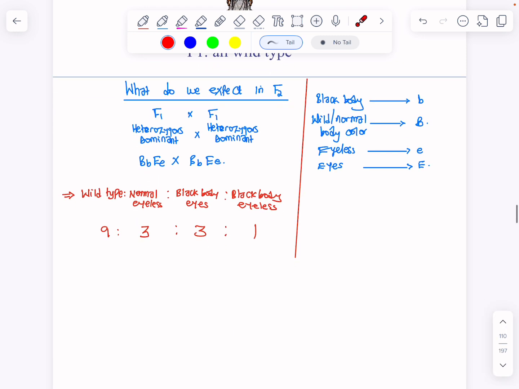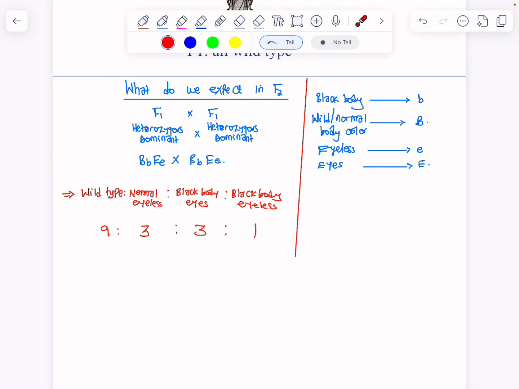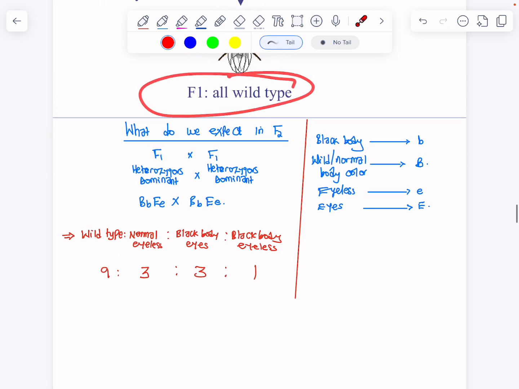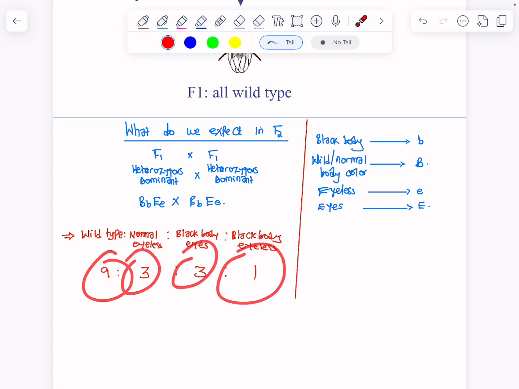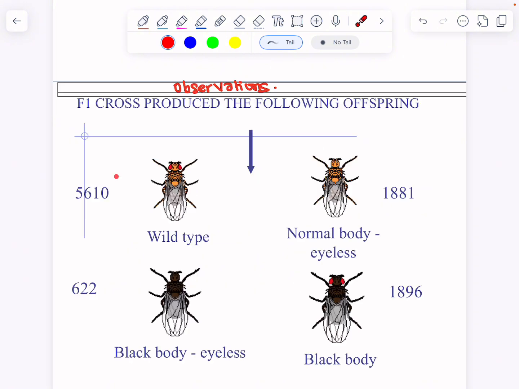So what are our expectations? Of course, as you know, we've taken the assumption that black body is recessive, normal body is dominant. And then being eyeless is recessive and having eyes is dominant. So what do we expect when we cross the F1? We expect the F1 to be heterozygous. So they have the brown body with eyes, but they are heterozygous. And what are the expected ratios? 9 to 3 to 3 to 1. So when they carried out this experiment, this is exactly what they got.